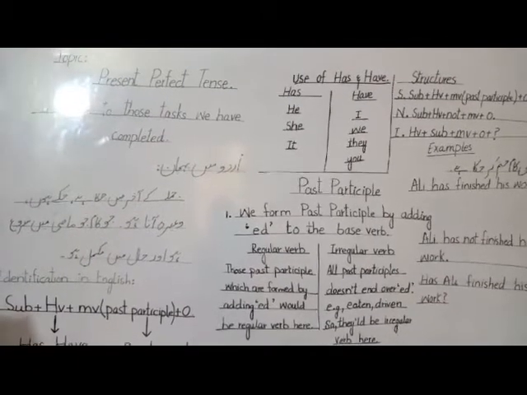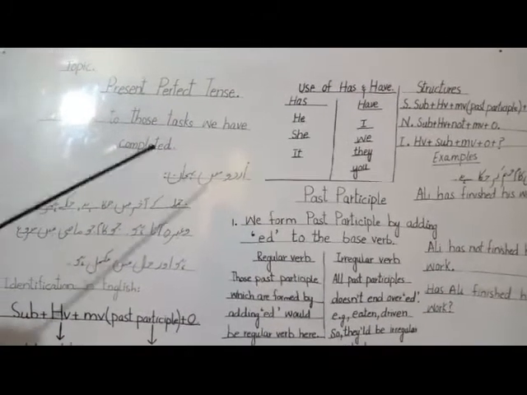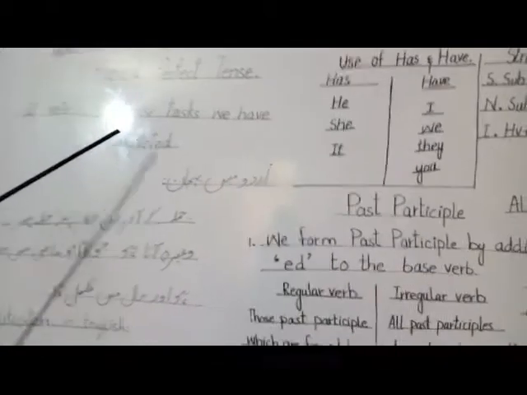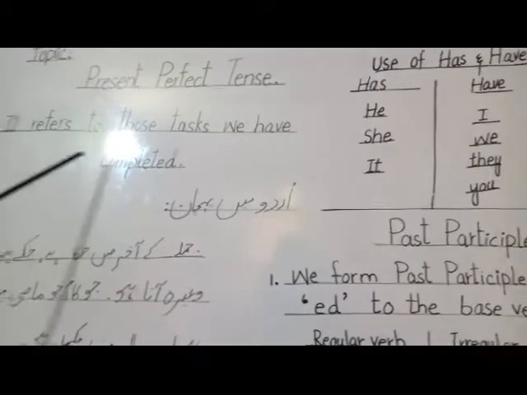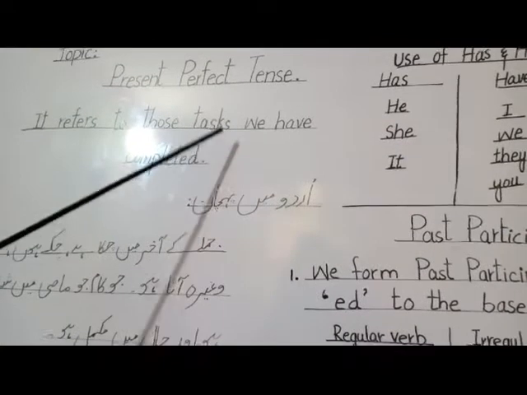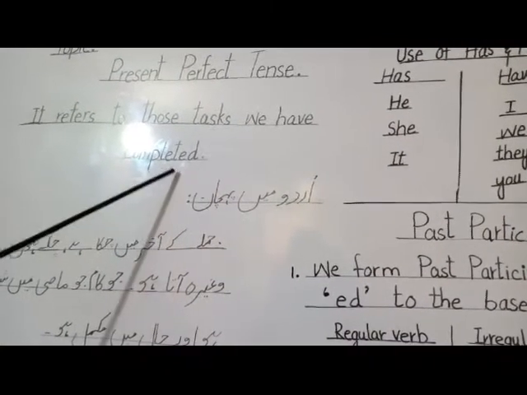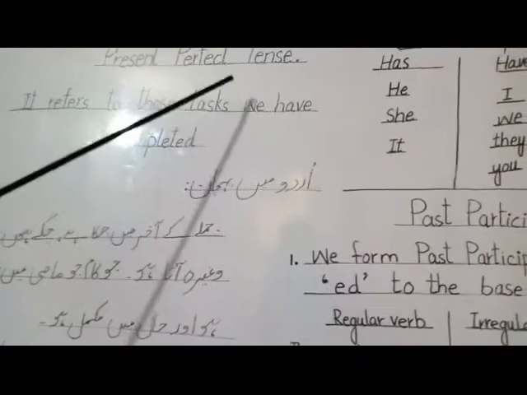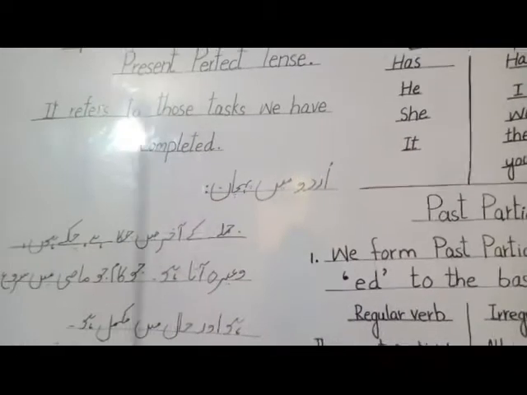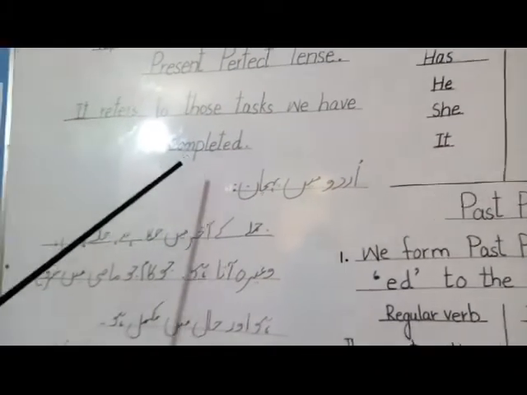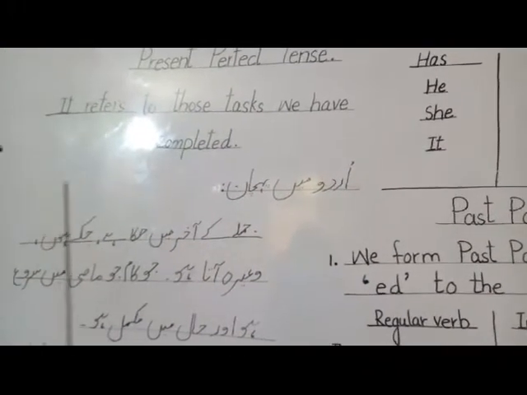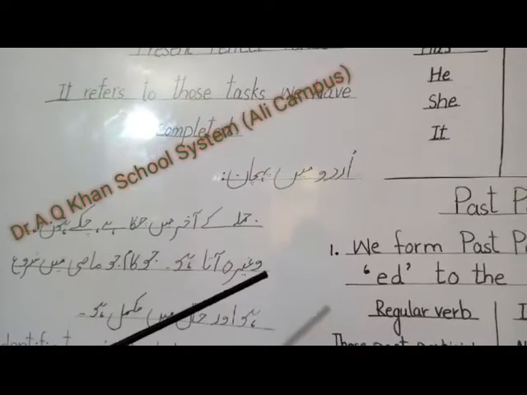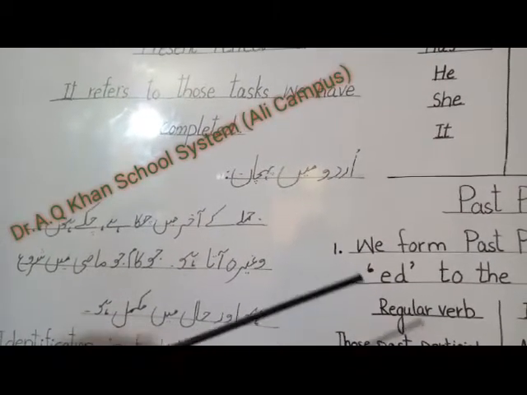Its easy definition, for your understanding, would be like, it refers to those tasks or activities or actions we have completed. So present perfect tense tells you about those tasks or the activities or actions you have started in your past, and you will complete those activities or tasks in your present time.